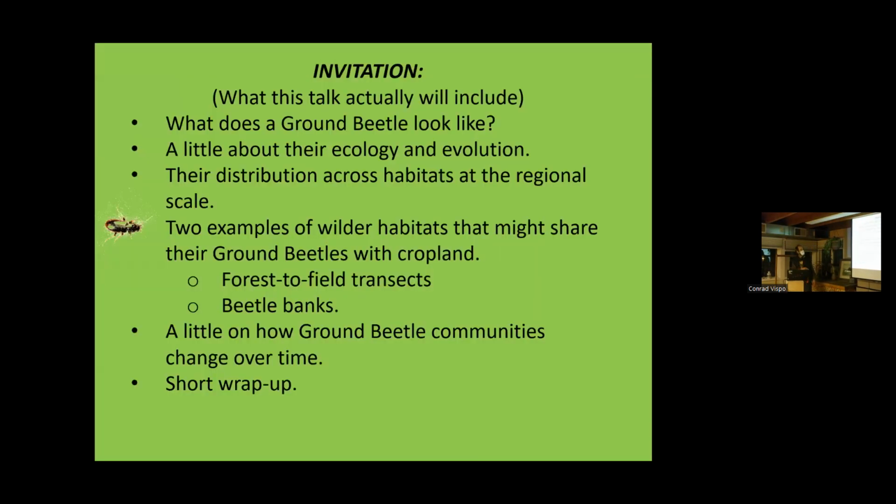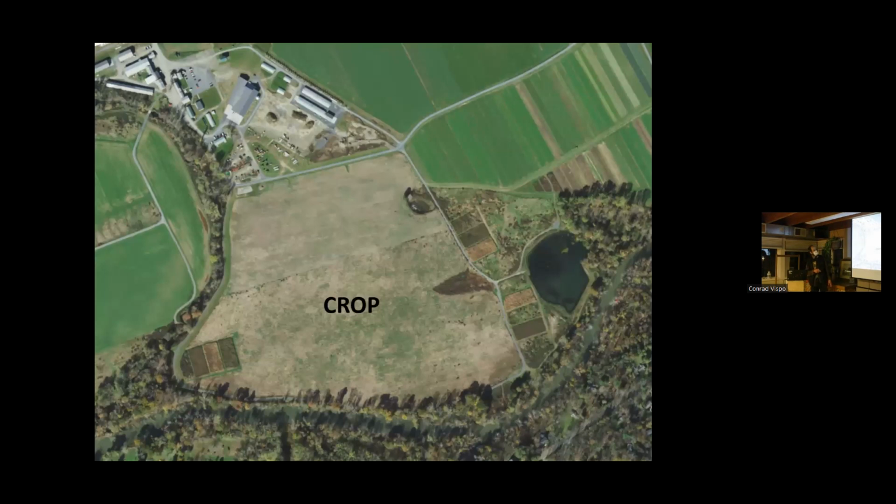Okay, so now we're going to talk about 2 specific examples of studying how wild habitat might influence the beetles in the crop fields. These are 2 examples we've looked at. First of all, we call them forest to field transects. So this is a field where we work. And just suppose this is actually a hay crop, but this could also be a vegetable crop.